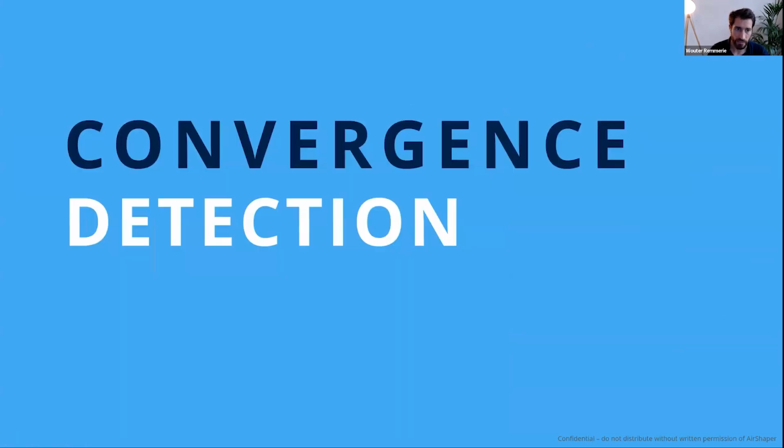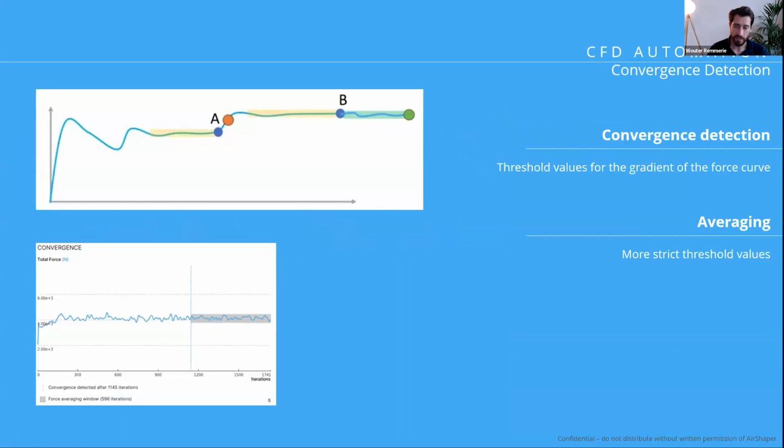Now, when you run a simulation, typically you want to watch the convergence. And one of the industry standards, especially in academia, also in industry, is to watch your residuals. In our case, we opted to watch out for stability in the forces, because in the end, it's the forces, the real life forces that we're trying to predict, which are most relevant for our users.